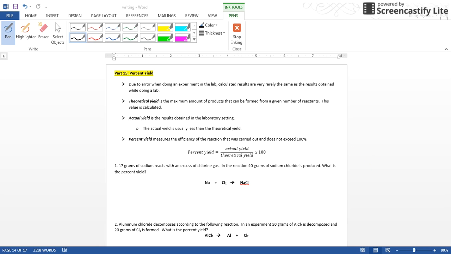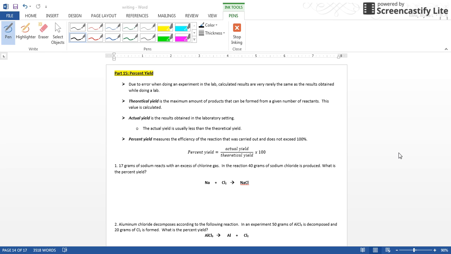Okay, so now we're going to look at part 15, which is on what's called percent yield. So basically when you do something in a lab, there's a lot of different types of error that can result in getting results that are going to be lower than what you'd expect. Very rarely can you get what you actually anticipate with calculations.